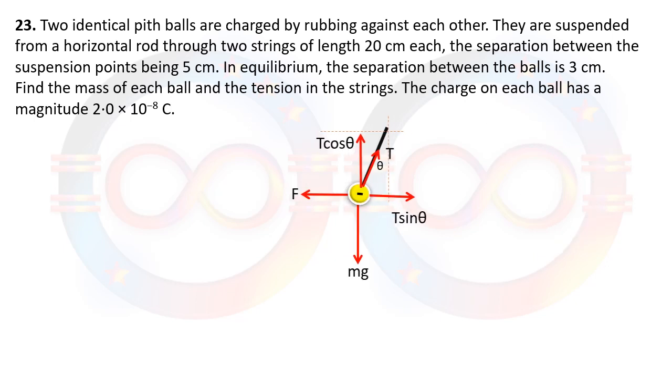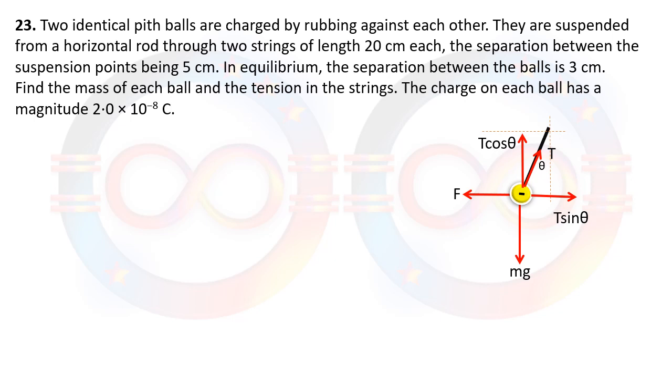If we see the arrangement of the forces acting on one of the particles, there will be tension along the string. That tension will be resolved into two rectangular components, T cos theta and T sin theta. Force of attraction will be towards the positive one. I have taken the negative charge towards the positive one. And the weight on the body will be vertically downward. So F is going to balance T sin theta, and T cos theta is going to balance mg.